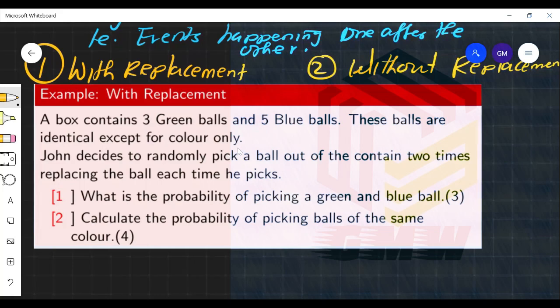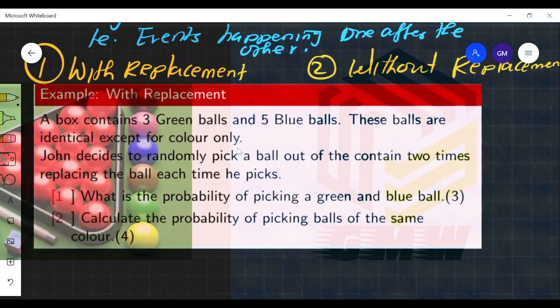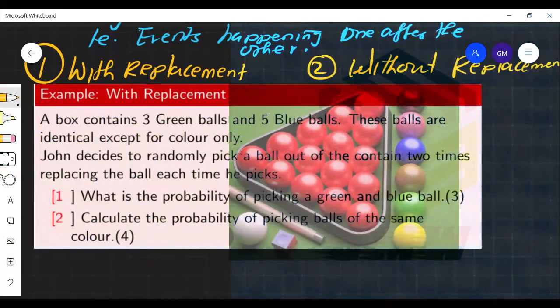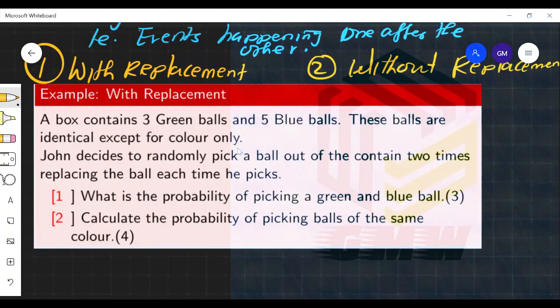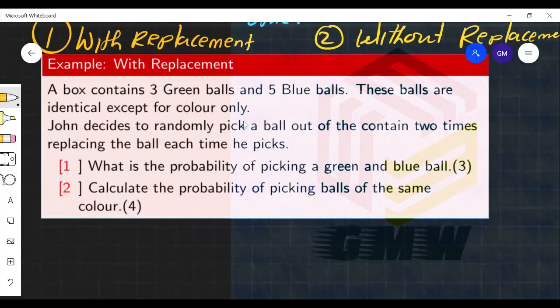Do you know the balls that are used in a game of pool or snooker? They are the same, except for color. If I let you close your eyes and touch those ones, you cannot tell me, oh, this one feels like green. You can't feel a color. So they are the same except for color.